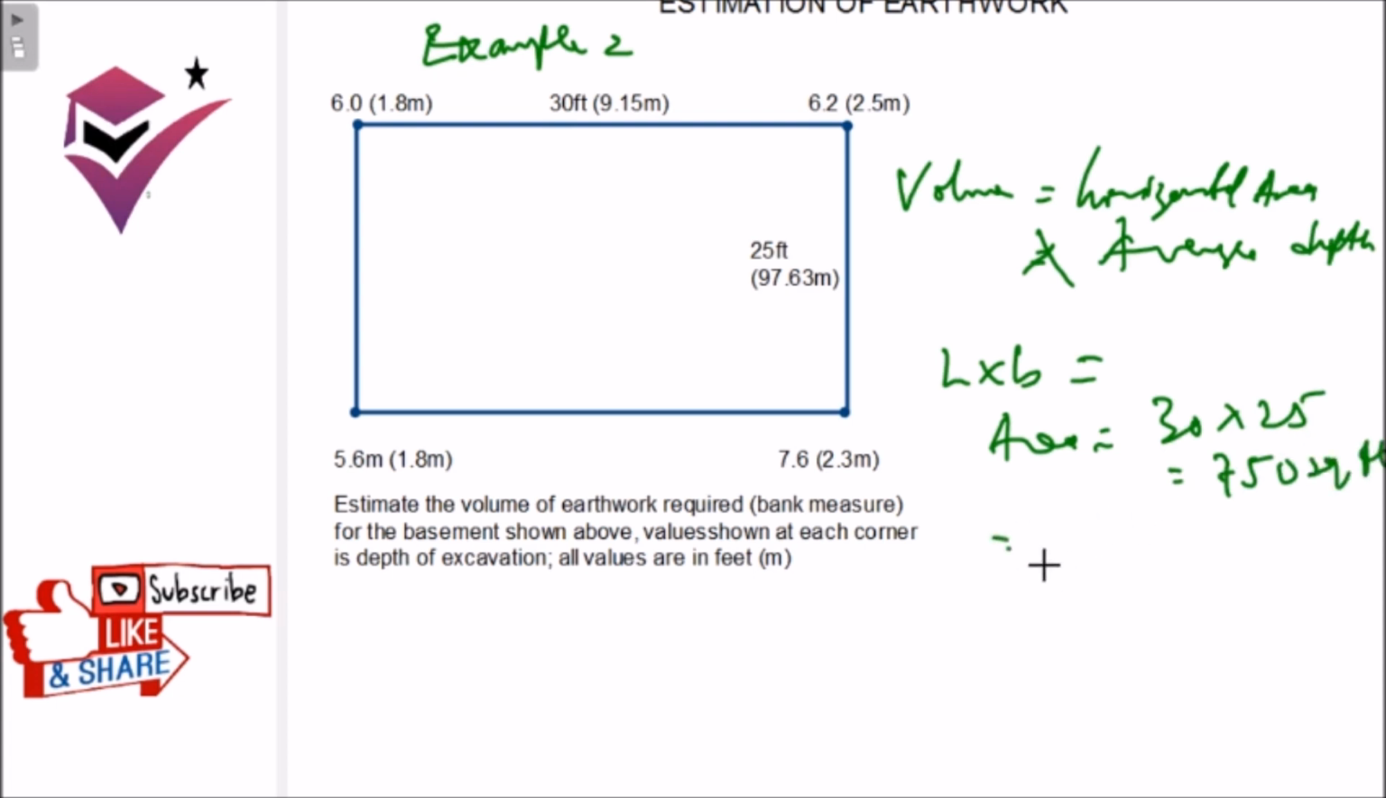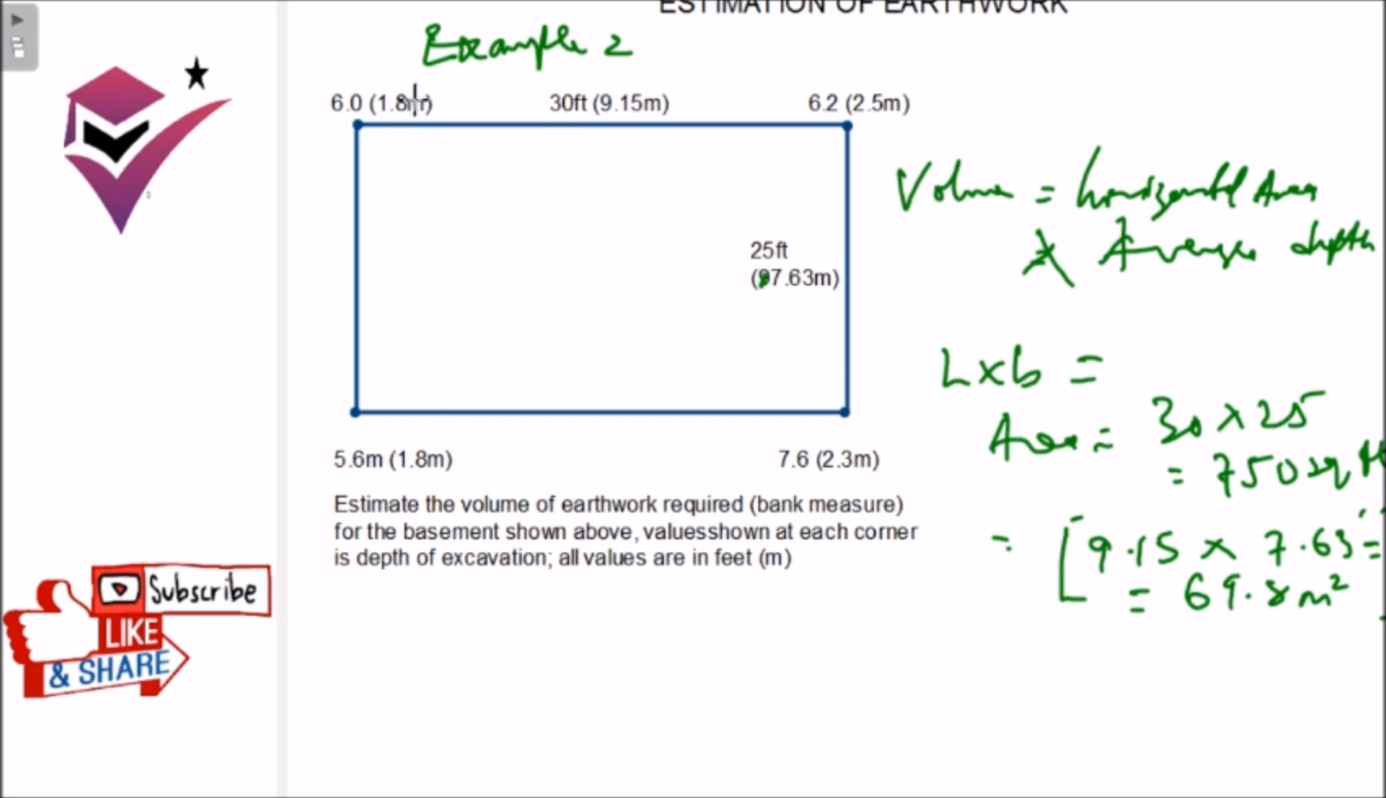Then also in meters, we are going to multiply 9.15 by 7.63. If we do that, we'll have a total area of 69.8 square meters. So we've been able to get our area. The average depth is the next thing we need to get, both in feet and also in meters.